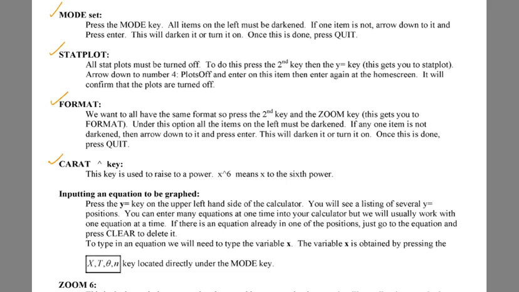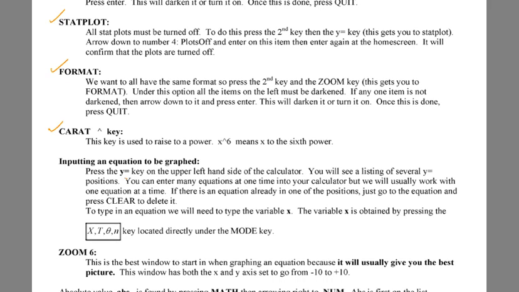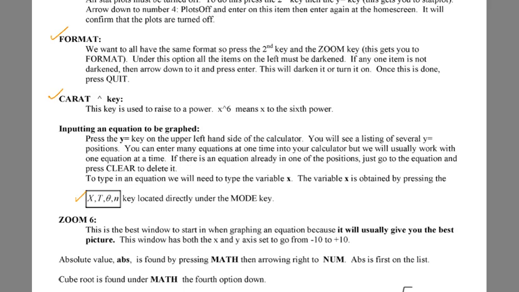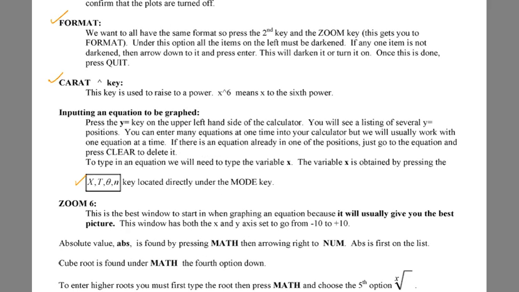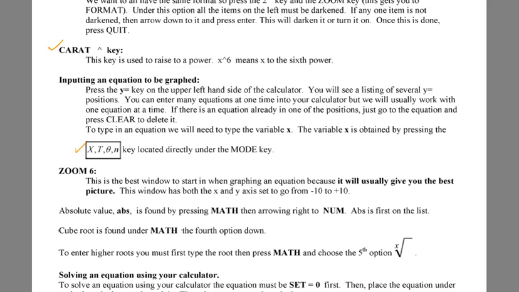Putting an equation to be graphed, we just talked about that. We go to y equals, see a listing of several positions, enter equations. You can enter as many equations as you want, just one at a time. If something's there, just go to it and press clear to delete it. And the X,T,theta key is the spot where you're going to get your variable to type that in. As I mentioned a second ago, zoom 6 is going to be the best window to get started in because it usually will give you the best picture, and it just sets your axis from negative 10 to positive 10.